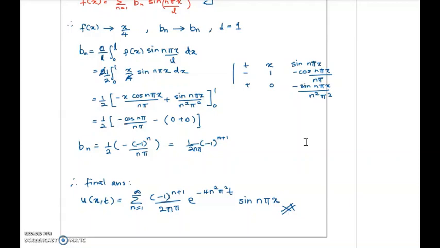So we have one more example on the heat equation, which is the second type of boundary condition, the insulated endpoint. That one is going to be in the next lecture. All right, so that's all for now.